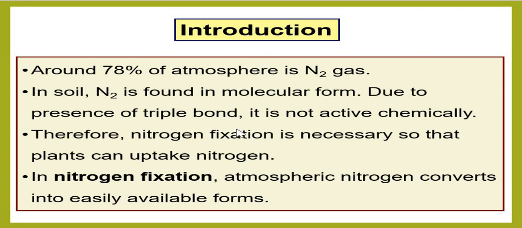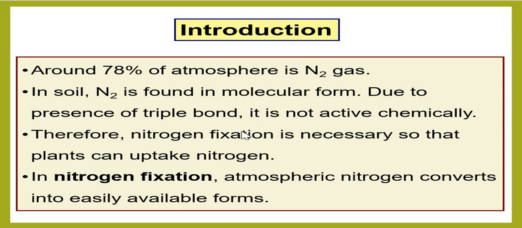We know that around 78% of the atmosphere is nitrogen gas. So nitrogen is very abundant in the atmosphere. Still, it cannot be taken up by the plants. Plants cannot take up nitrogen directly. Likewise, there is 70% water on the earth, but we can't use all of it because it is salty seawater. Likewise, there is N2, but it cannot be taken up by the plants because N2 is not chemically active. It has a triple bond, so it cannot be absorbed in biological systems.